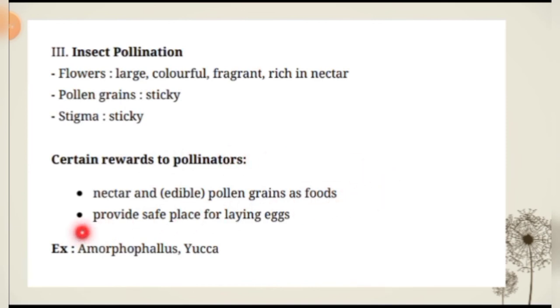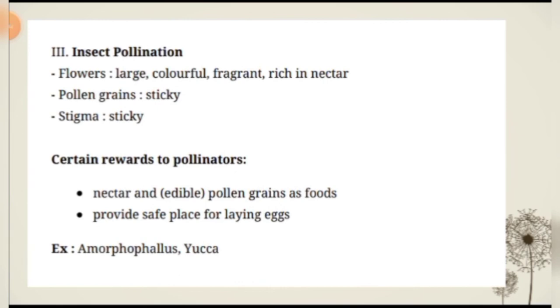And moreover, these flowers also provide a very safe place to the insect to lay eggs, because the insect is helping the flowers in their sexual reproduction. So the flowers also help the insect by giving them a place to lay eggs, and this place is very, very safe. For example, Yucca and Amorphophallus are two plants which have very beautiful, large, fragrant flowers, rich in nectar, and these plants get pollinated with the help of insects.